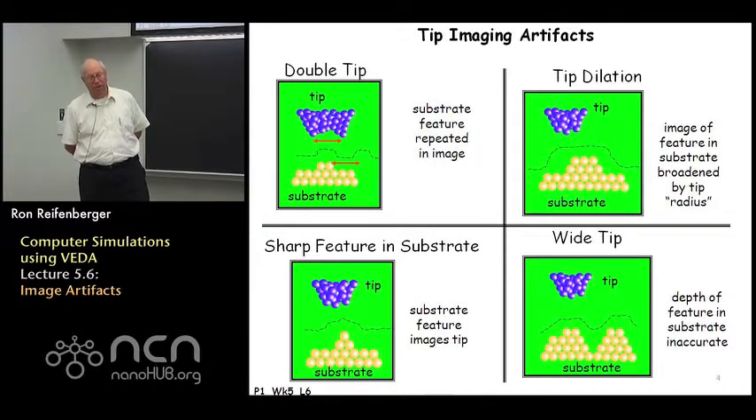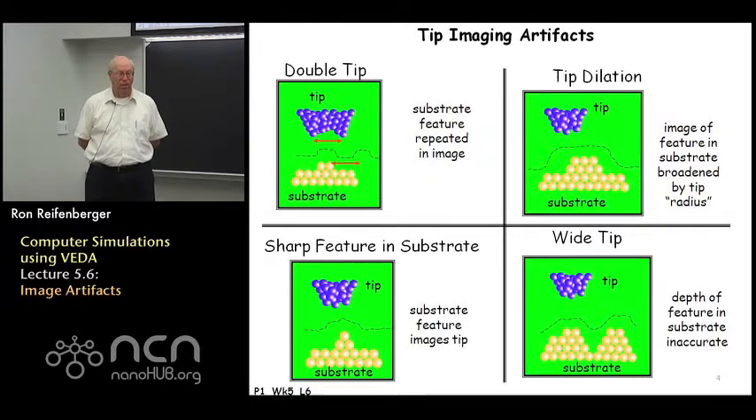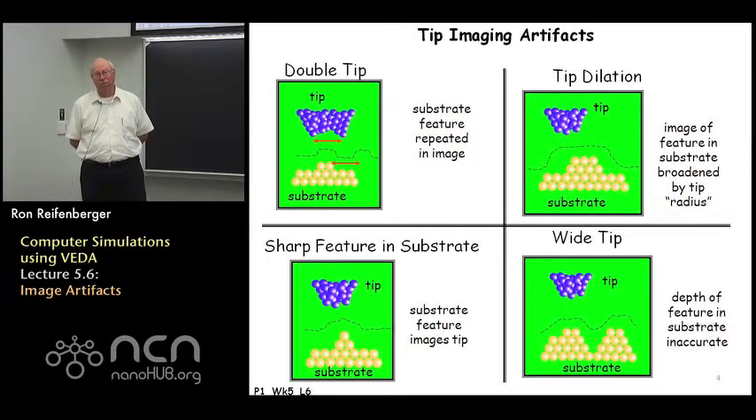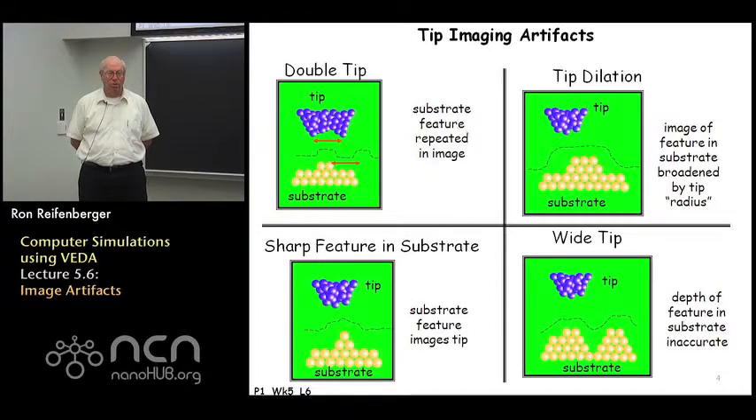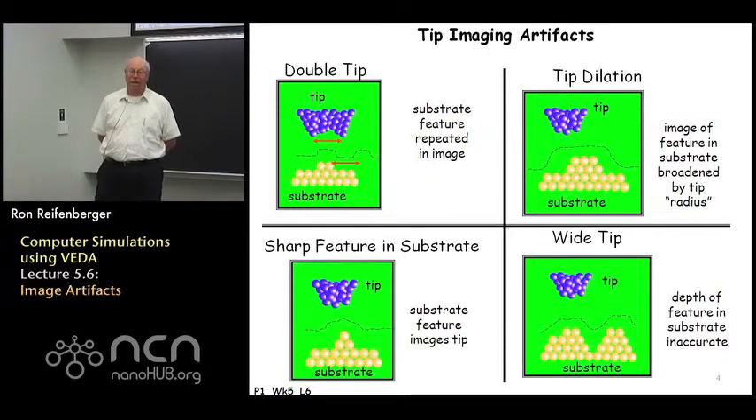The tip dilation effect, we've discussed that in these VEDA simulations in the previous two lectures. The tip dilation will always cause a feature in the substrate to appear wider than it actually is. Oftentimes, if you're imaging a substrate that has a very sharp feature in it, for instance a nanometer size cluster, the cluster on the substrate will image the tip shape, right? So the sharp feature in the substrate produces an image of the tip rather than the tip producing an image of the substrate. This is, again, an example of a tip dilation effect.